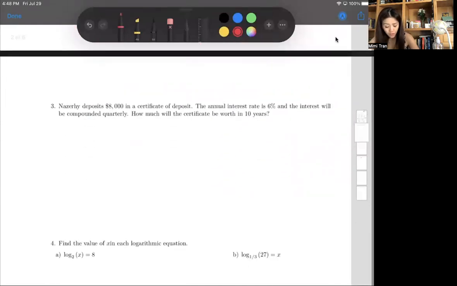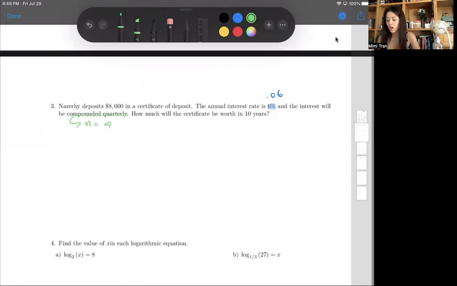Number 3, Nazerhi, I apologize if I didn't say the person's name correctly. Deposit 8,000 in a certificate of deposit. The annual interest rate is 6%. If I was you, I'd do this right away. 6% is 0.06, so I don't forget. The interest will be compounded quarterly. What does it mean to be compounded quarterly? That means n is 4.